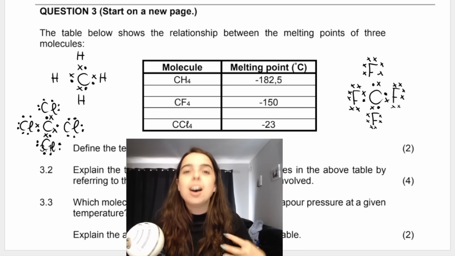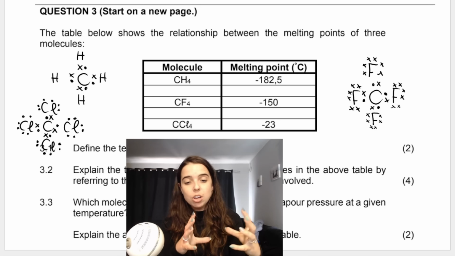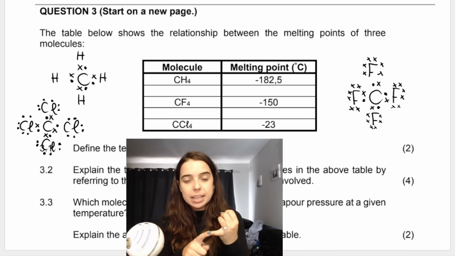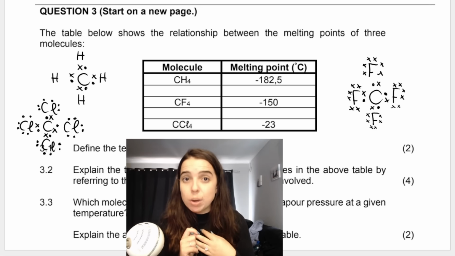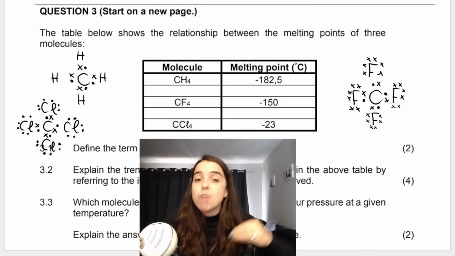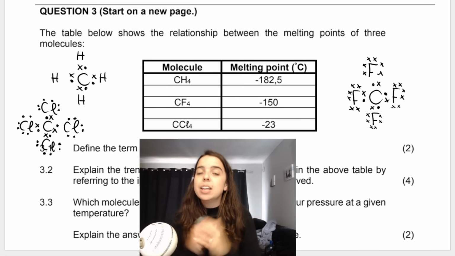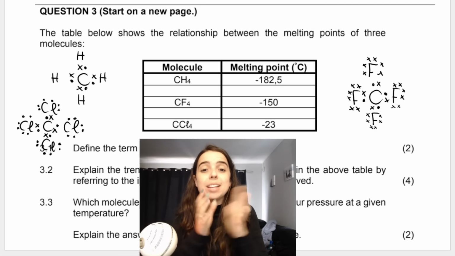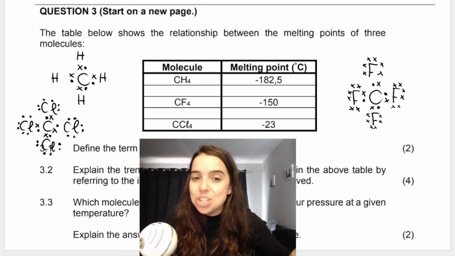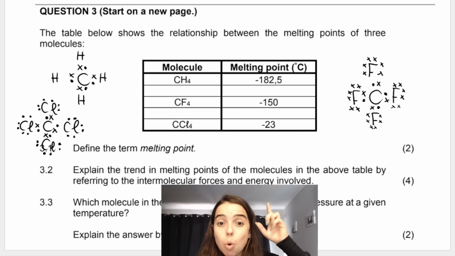Okay, bigger compound, higher molecular mass. And what you should know is the bigger the molecular mass, the bigger the compound, the more surface area you have for intermolecular forces. So higher molecular mass, bigger surface area, more area for intermolecular forces. So although they all have London forces, the biggest one over here, CCl4, can have more London forces. That means if you have more forces, you have stronger intermolecular forces. And if you have stronger intermolecular forces, you need more energy to overcome the forces. And the more energy you need to overcome the forces, the higher your melting point. And that is exactly what you need to say in your answer.